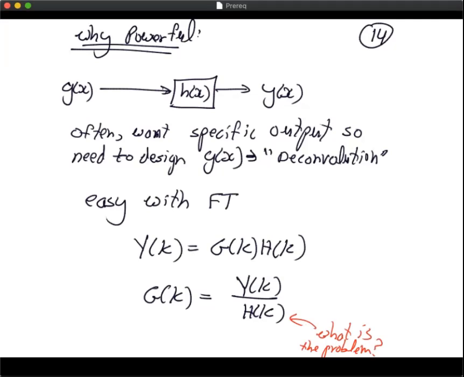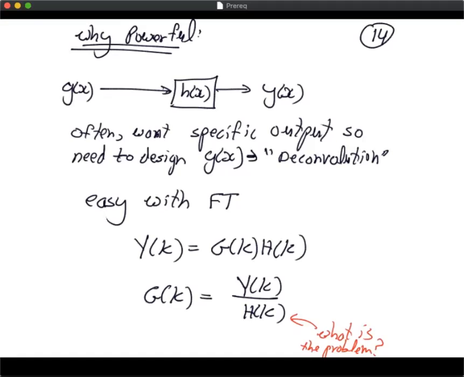But this is actually easy in the frequency domain, because y of k equals g of k times h of k. So if I want to know what g of k is, all I need to do is take y of k and divide by h of k. The result will give me the Fourier transform g of k. And in order to compute the small g of x, I just need to take an inverse Fourier transform. So that is very easy to do. And the question though is, could there be problems that arise if I do that?